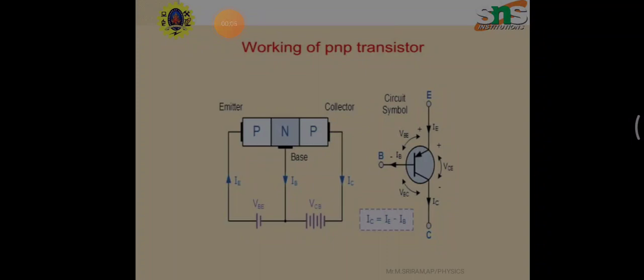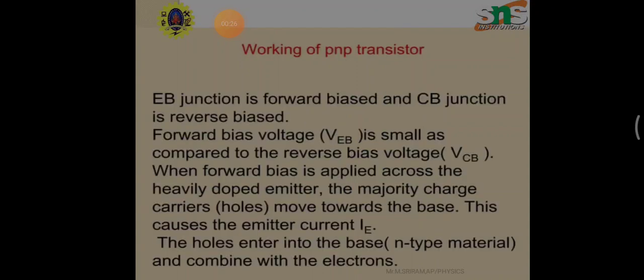So now we discuss the working of a PNP transistor. The emitter-base junction is forward biased by the battery, and the collector-base junction is reverse biased by the battery. The directions for the emitter, base and collector currents are shown in the figure. The EB junction is forward biased and the CB junction is reverse biased.